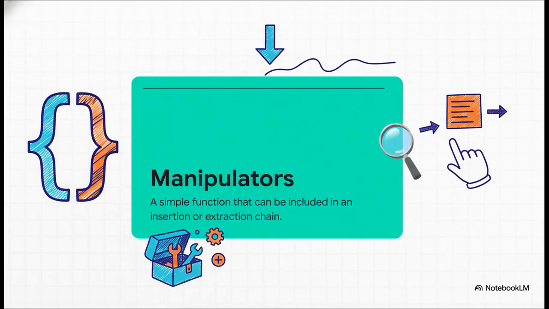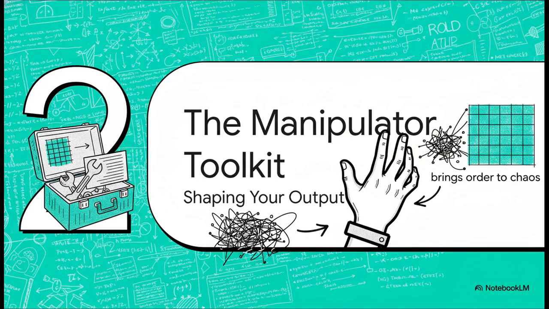Okay, so the tools we're going to use for this job are called manipulators. And the name is perfect, right? They're special C++ functions that let you, well, manipulate how your data is displayed. Think of them as your formatting toolkit. And to open up this toolkit, you just need to include the iomanip library. It's super simple and unlocks all this power. All right, let's open up that toolkit and get our hands dirty.